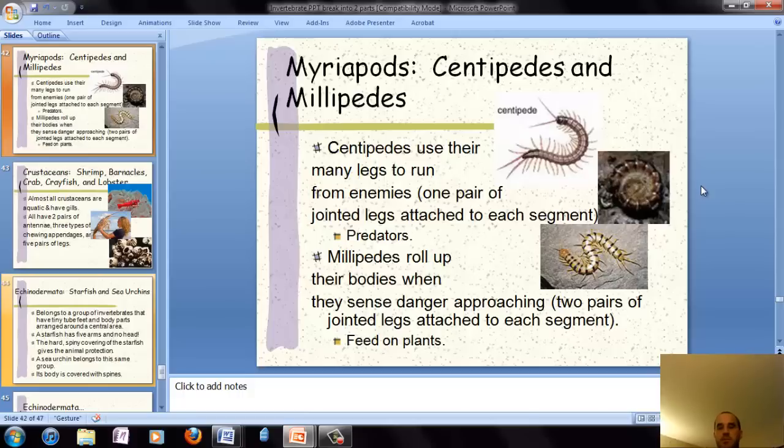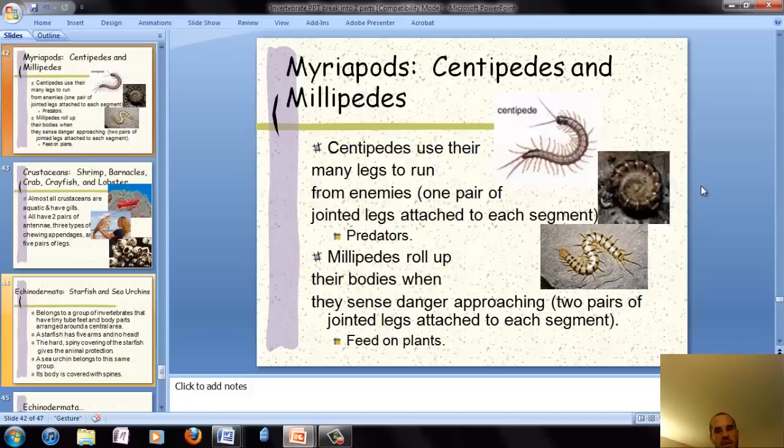Then we've got centipedes and millipedes. Centipedes have many legs to run from enemies. One pair of jointed legs at each segment, so they have 2 legs per segment. They're predators, so they're going to feed on other insects. If you have a compost pile at home and you lift it up, that's typically where you're going to see centipedes crawling around. In Hawaii, we had giant centipedes that are about 6 or 8 inches long.